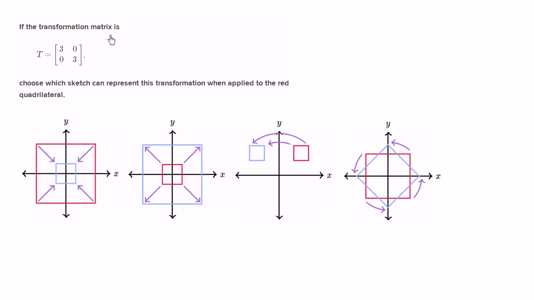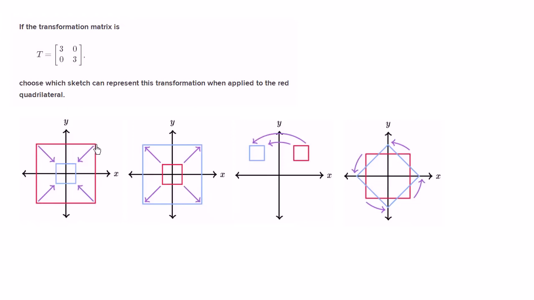If the transformation matrix T is equal to [3, 0; 0, 3], choose which sketch can represent this transformation when applied to the red quadrilateral. This is fascinating. So they don't give us any coordinates, say for the vertices of the quadrilateral, which are really the most useful points to use when thinking about potential transformations.